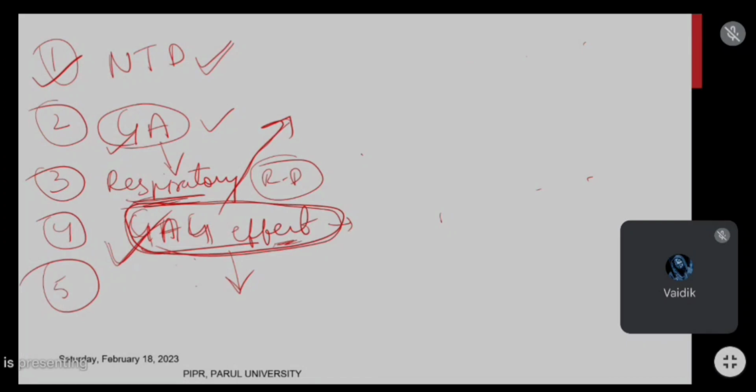Another very important point. The fifth principle: general anesthesia will decrease the cuff sensitivity. Cuff sensitivity. Simply, it will decrease the cuff stimulation. Cuff stimulation will be greatly reduced.